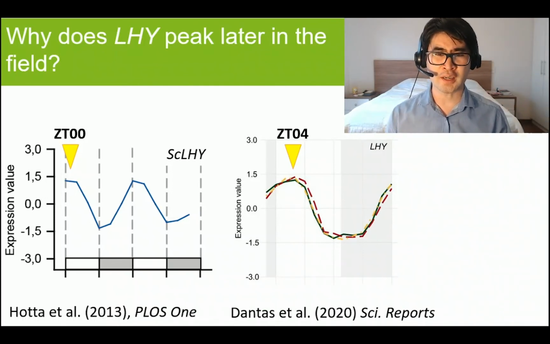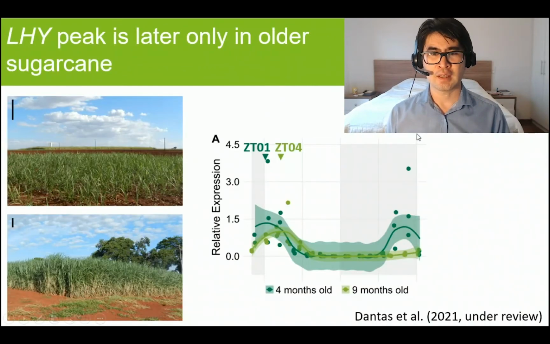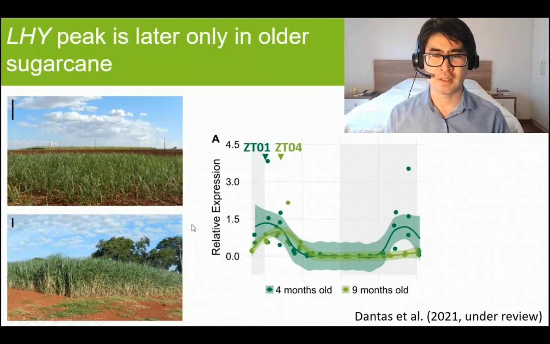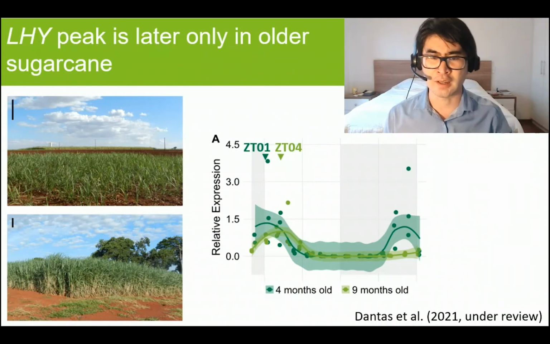In order to check this, we also measured LHY rhythms in another batch that we harvested when the plants were small and only 4 months old. And those plants actually have their LHY peaking right in the beginning of the day. Sugarcane plants that are only 4 months old are very small, like knee high, whereas the plants that are 9 months old, as I said, are very high. They are 2 to 3 meters high.